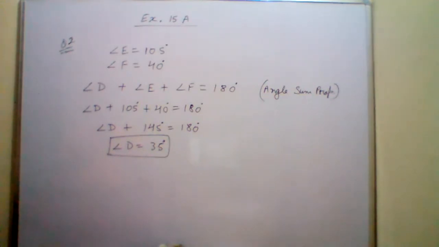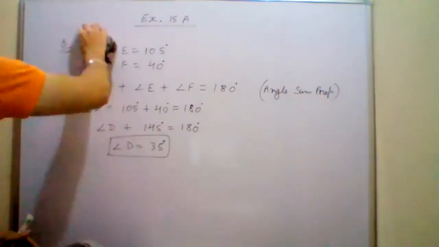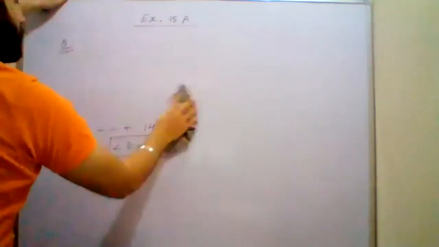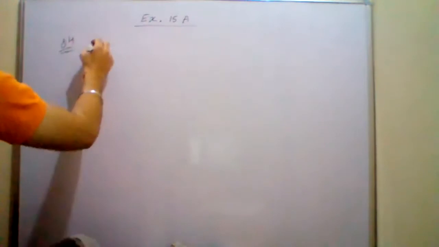Sir, may I do the fourth one? Yes. Okay, so now we are starting with question 4. Sir, what is the name of the property in question number 4? It has the same property, angle sum property. Sir, I have done question number 4 of exercise 15A. Its first answer is 80 degrees, and then 60 degrees second, and 40 degrees. Correct. 60 degrees and 40 degrees.